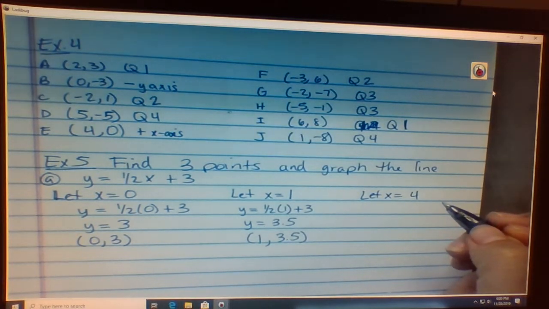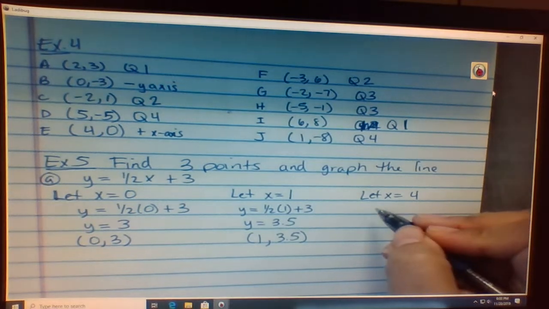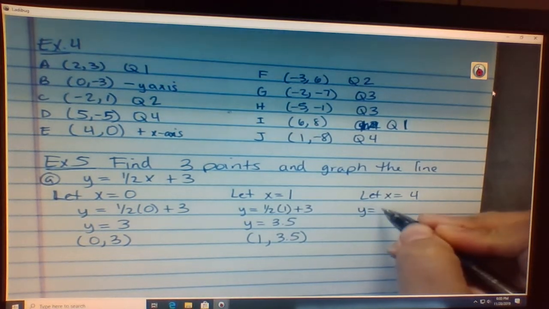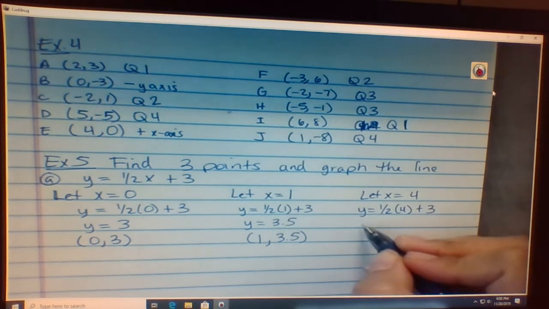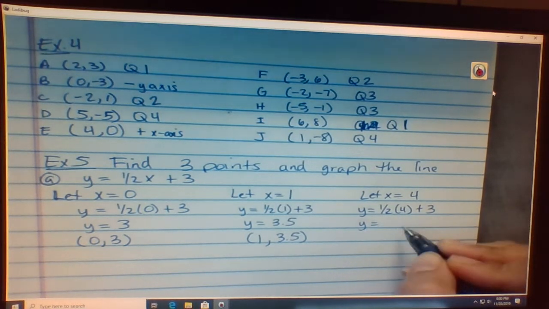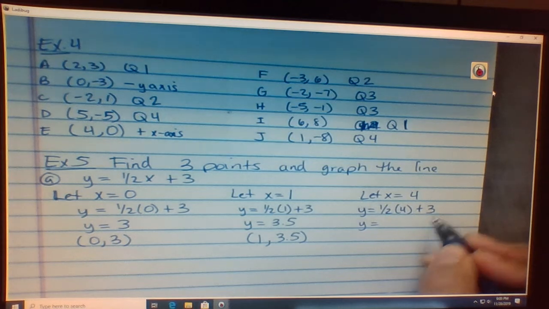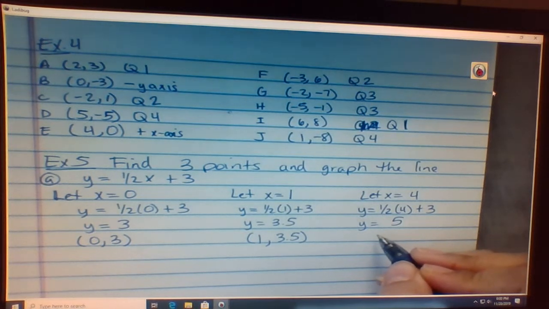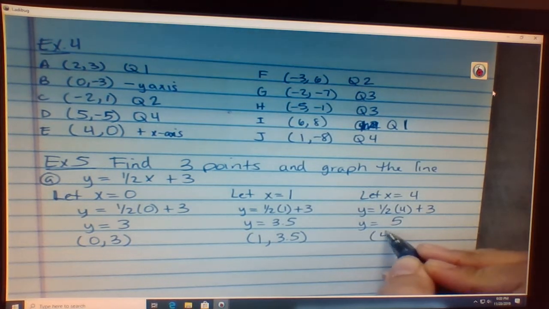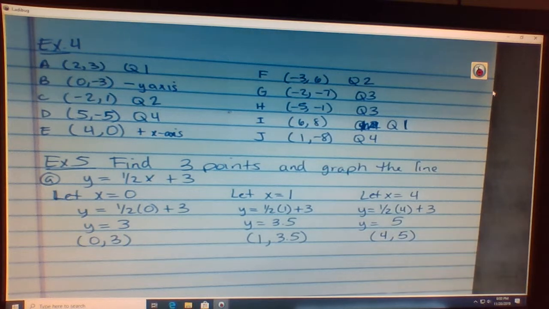Now, can I have negative numbers if I wanted to? Yes, but we'll do that one right now. Half of 4 plus 3. What's half of 4? 2 plus 3? 5? Yes or no? I could be wrong. 2 plus 3, yes. So I have (4, 5).